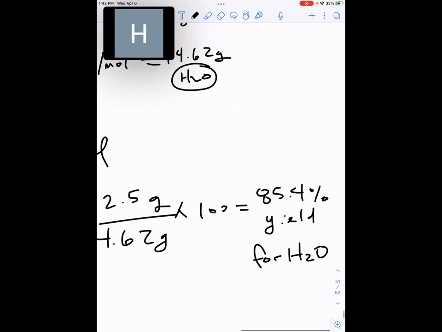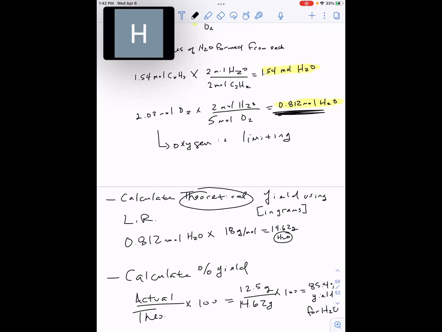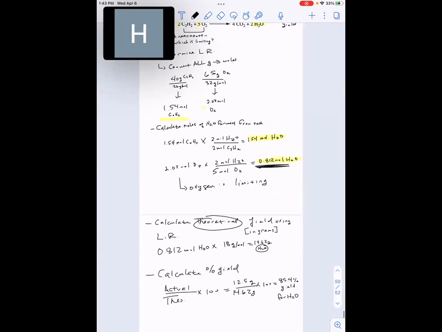And just to recap it, all of my yields are going to be basically hinging on what the limiting reagent is. So whatever that limiting reactant is, that's going to control the theoretical yield, which in turn is also going to control the percent yield. All right, questions? Any questions about that?